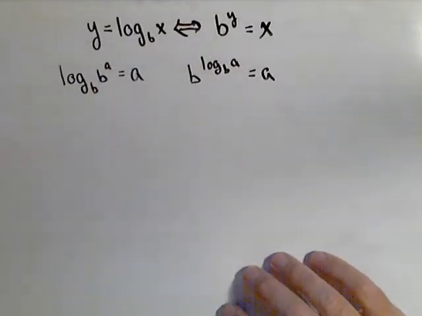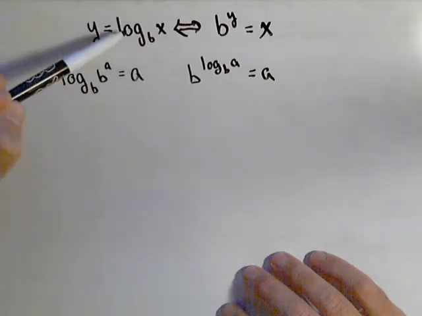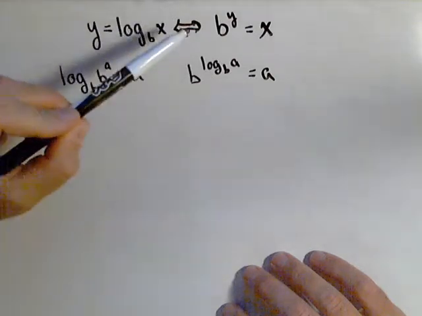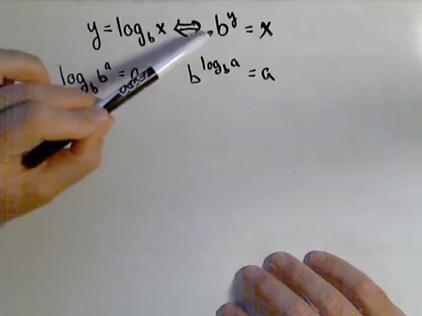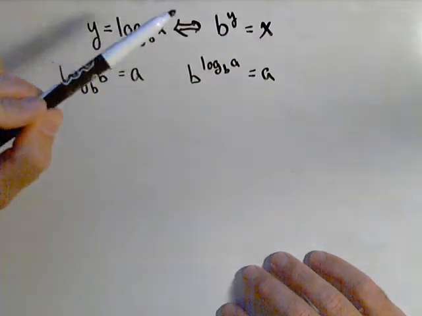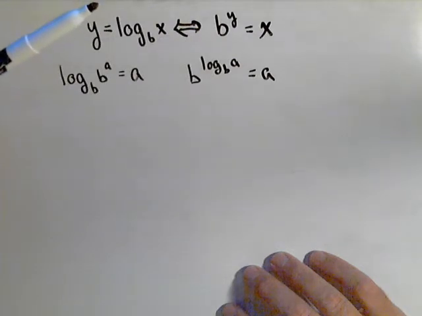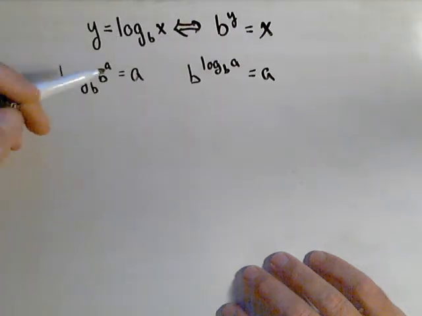In this video, we're going to talk a little bit about the inverse properties of logarithms. Now, the definition of a basic logarithm is that if y equals log base b of x, then b to the y equals x. These two are inverses of each other. So remember, if we compose inverse functions, we get back to our input.